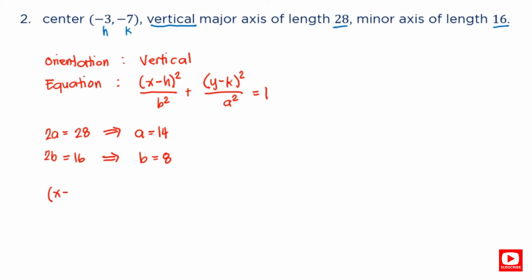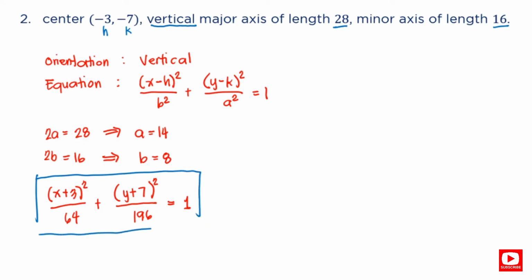So our h is negative 3. So x minus negative 3, that will be x plus 3. Quantity raised to 2 all over b square. B square, so 8 square is 64, plus y minus k, y minus negative 7, so that will be y plus 7, quantity raised to 2 all over a square, 14 square is 196, equal to 1. This will be our final answer. Okay, so that's it for number 2.